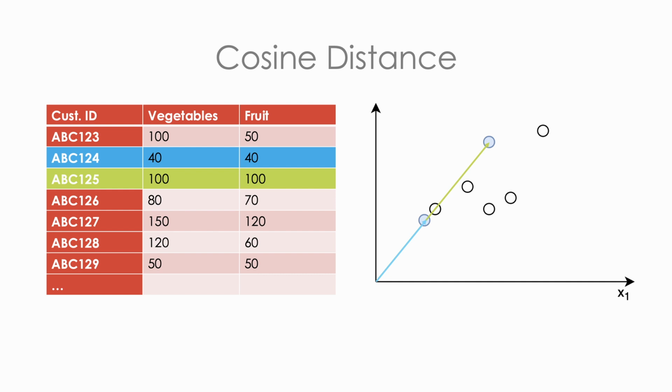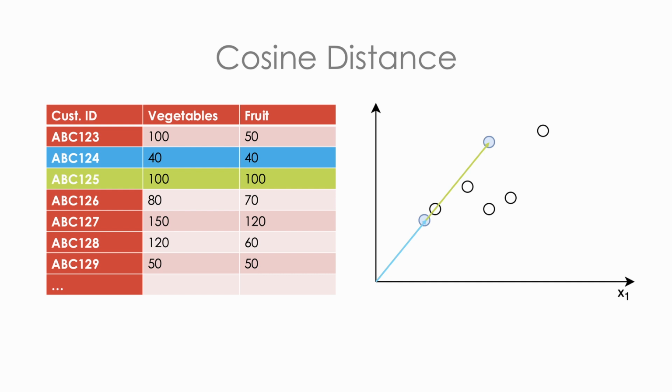According to both Euclidean and Manhattan distances, these two customers appear quite different because the total amounts they spend on vegetables and fruit are significantly different. However, if we look at the pattern behind these numbers, there's an argument to be made that they are actually very similar.